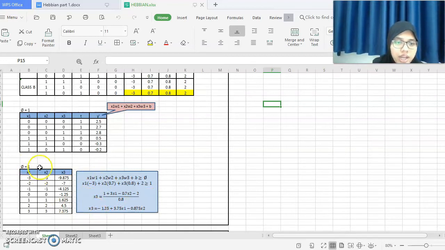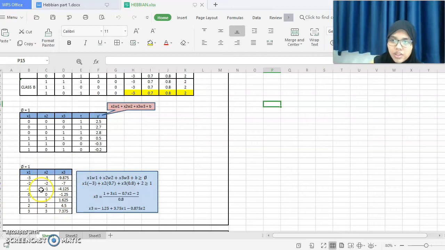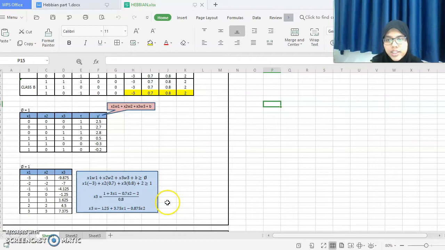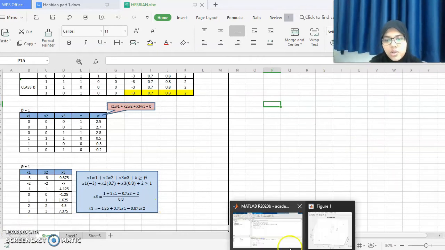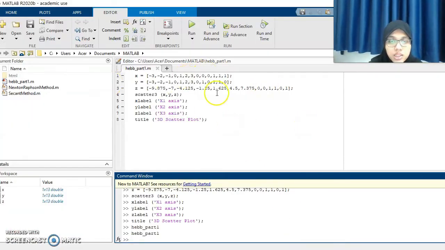Basically, x1 and x2, we will give values to them. In this case, the values of x1 and x2 will be from negative 3 to 3. We will insert both values into the equation, and then we can get the value of x3. All of this data will then be used to plot our graph. Okay, now we will move on to the Matlab part. For the Matlab, this is the code, so we will go through it one by one.